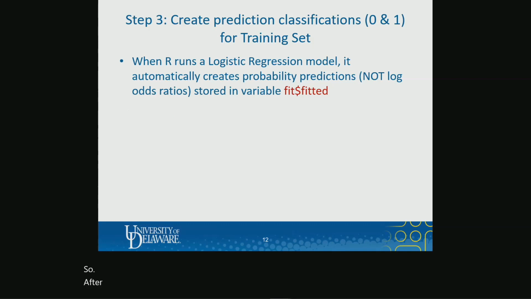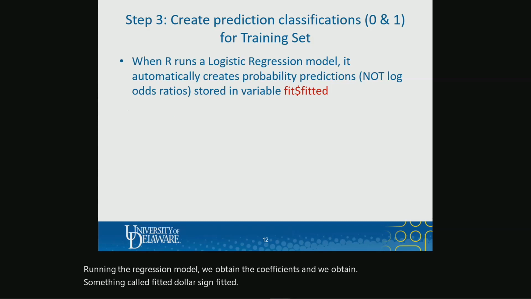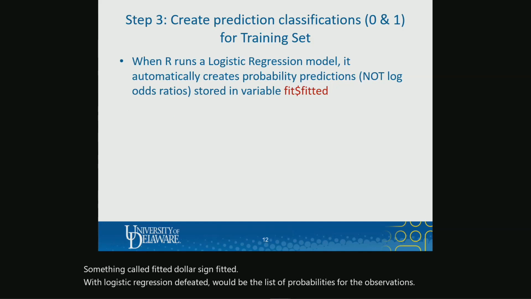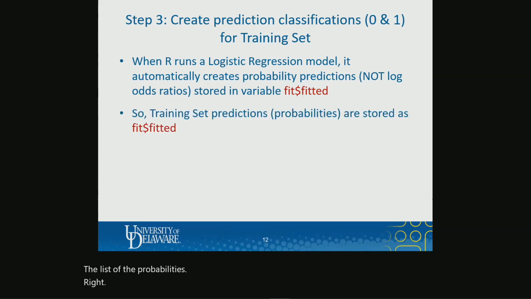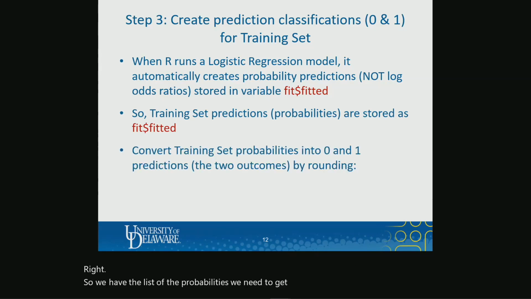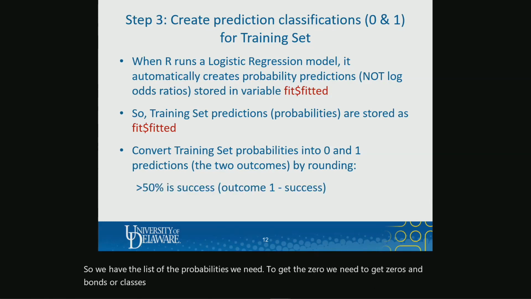After running the regression model, we obtain the coefficients and we obtain something called fitted, $fitted. With logistic regression, the fitted would be the list of probabilities for the observations. The list of the probabilities, right? So we have the list of the probabilities. We need to get zeros and ones or classes for the training set.